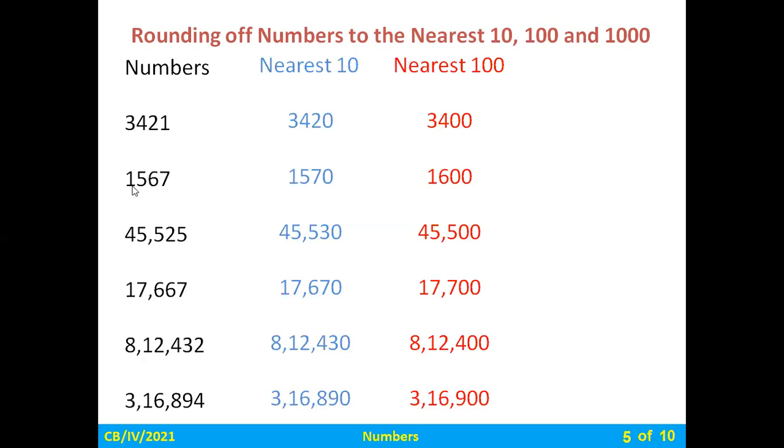Similarly here 1,567. Here we have to consider the last three digits, and 567 lies between 500 to 600, and you can see this is greater than 550, which is the middle number of the range of 500 and 600, so it got rounded off as 600. Same here, it is less than 550, so it got rounded off as 500.